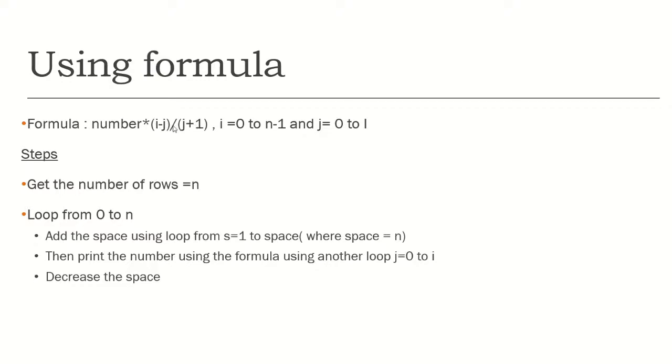So i is the first loop which loops from 0 to n minus 1, and j is the inner loop which loops from 0 to i. So these are the steps. First you have to get the number of rows from the user. Then you have to loop from 0 to n. So this is our i loop.